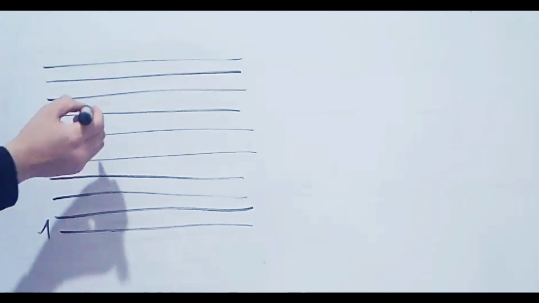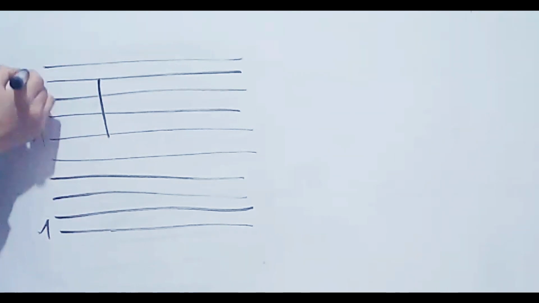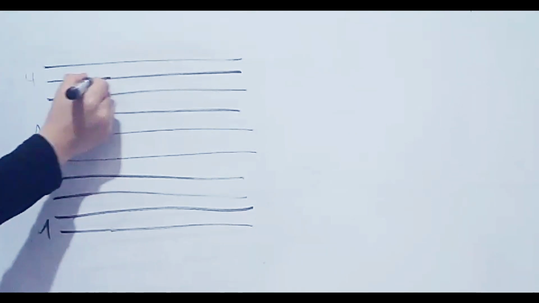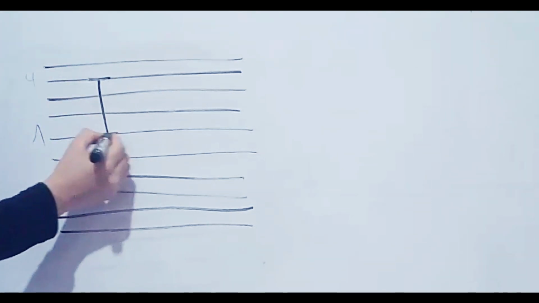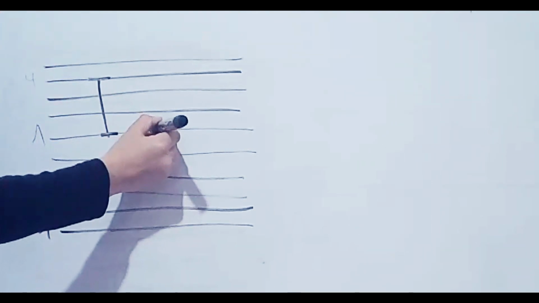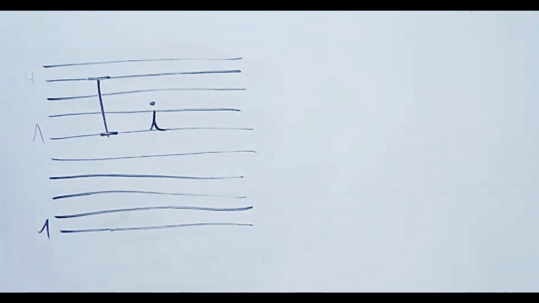This is the capital letter I. So from the fourth line, 1, 2, 3, 4, and we do like this. This is I. Too simple. Now the small letter I is like this. Easy, very easy.